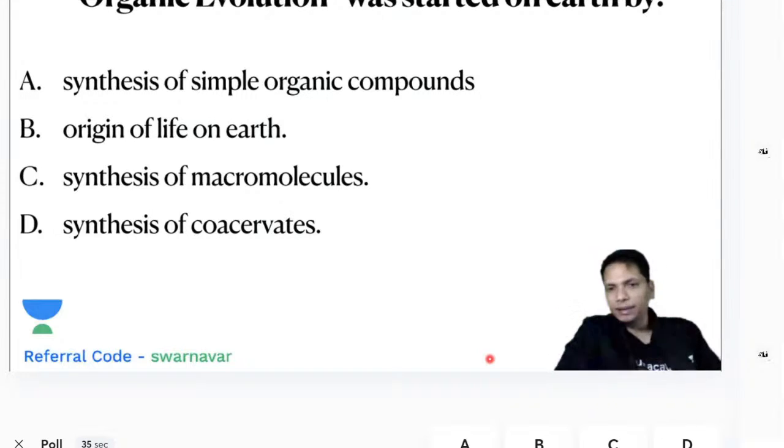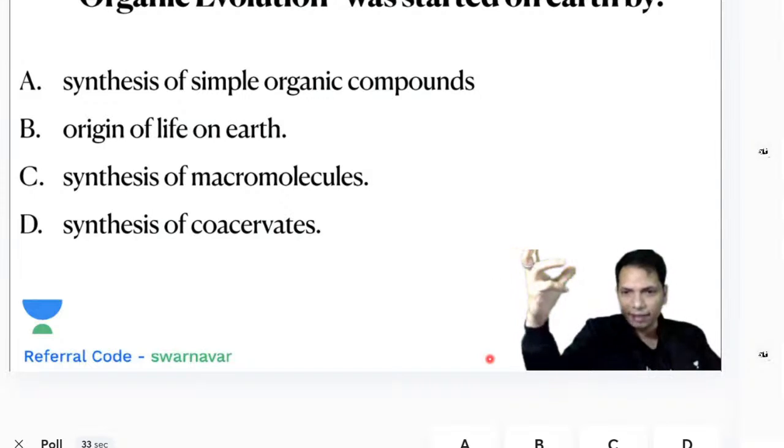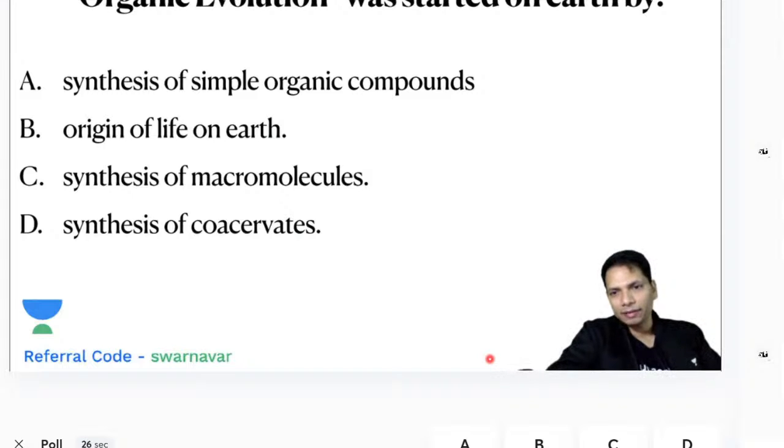देखो ये क्वेश्चन में, in the question only the hint is there. It is saying organic evolution कैसे start हुआ. What is organic? Organic का मतलब क्या है? We have to use the hint. कि organic का मतलब क्या है?